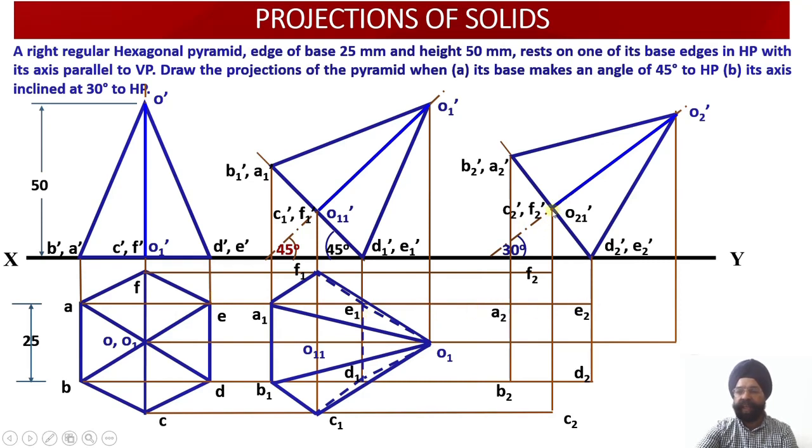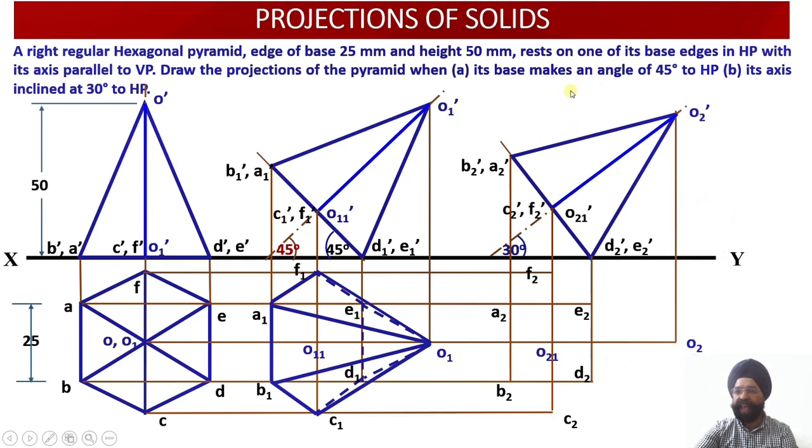And finally, for the hexagon, you draw the vertical projector through F2 dash and draw the horizontal projector through the point F. So all the points of the hexagon base have been obtained. Similarly for the axis point, draw the vertical projector through the O2 dash and the horizontal projector through O. So this gives you O2, and this is O21. Draw the vertical projector through O21 dash and horizontal projector through O1. So all these points have been located.